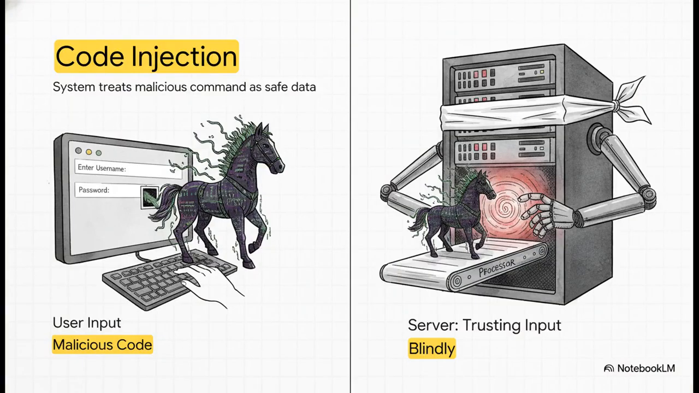All right, next up we have code injection. This is a classic, but it's still incredibly effective. It's all about tricking the application into running a malicious command because it thinks that command is just normal user data. It basically comes down to the system trusting user input way too much.